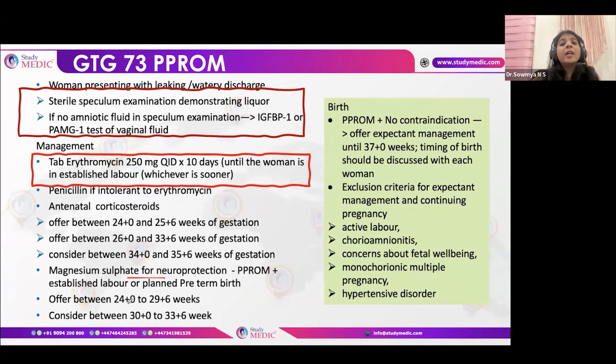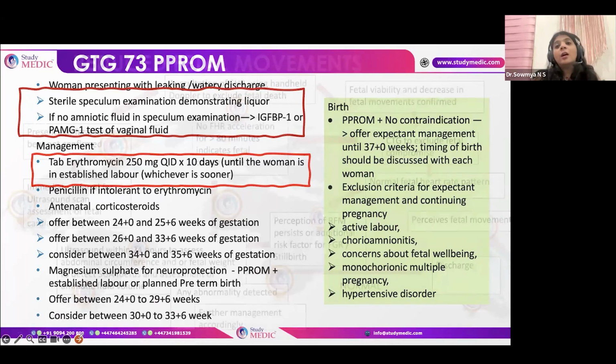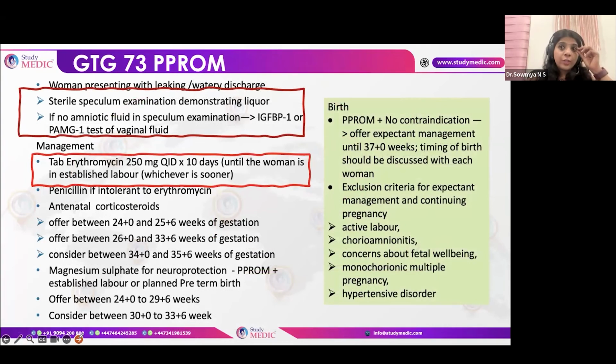Magnesium sulfate, if she's going to deliver, then you think of offering magnesium sulfate, especially less than 29 plus 6. Very, very important. Unlike before, for PPROM, you can wait up to 37 weeks, unless she's developing any complications. Obviously you have to monitor her, like doing the temperature if you're sending her home, and the swabs and the CRP. All that you should be knowing.